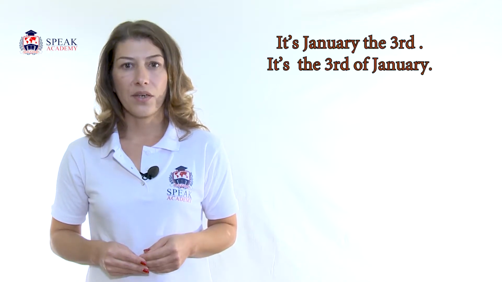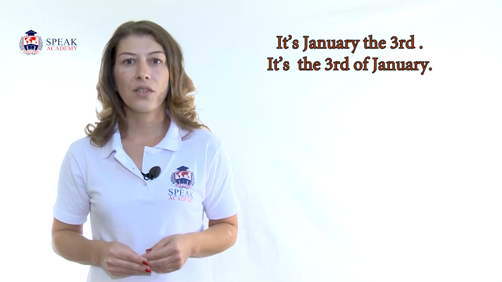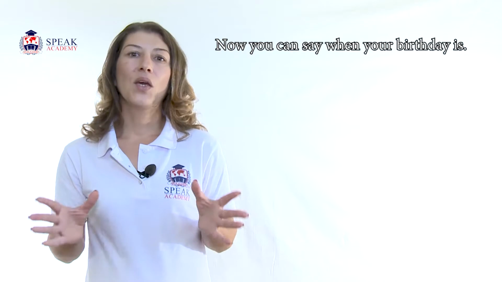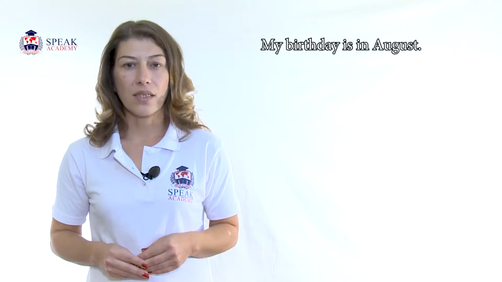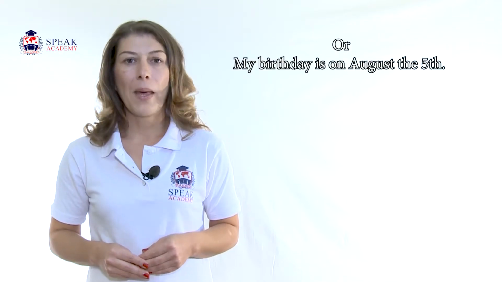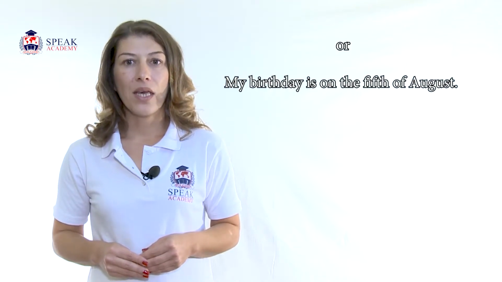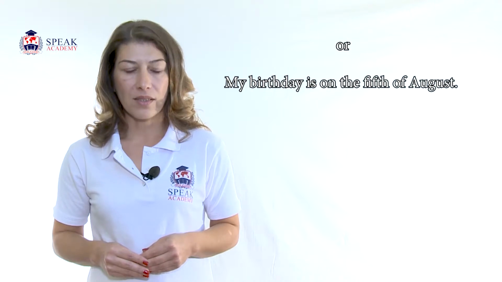Once again, what date is it? It's January the 3rd. It's the 3rd of January. Now you can say when your birthday is. When is your birthday? My birthday is in August. Or my birthday is on August the 5th. Or my birthday is on the 5th of August.